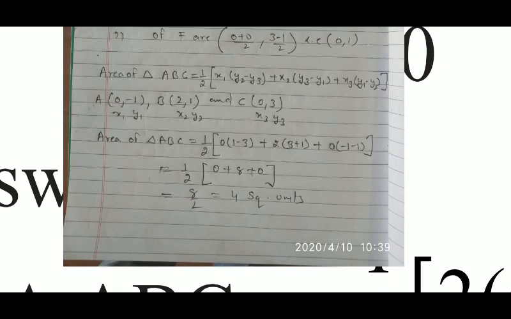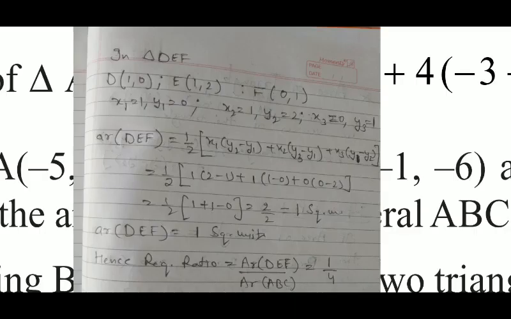After substituting the values, we get the area of the triangle equals half into 0(1 minus 3) plus 2(3 plus 1) plus 0(minus 1 minus 1). Now solve this equation, and after solving we get half into 0 plus 8 plus 0, so the area of the triangle is 4 square unit.